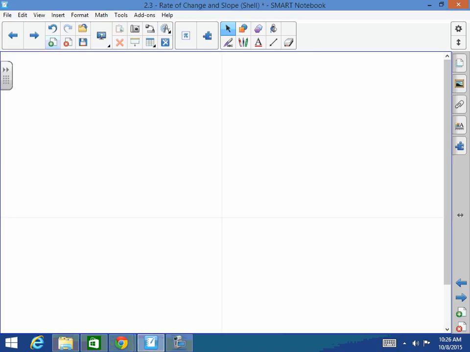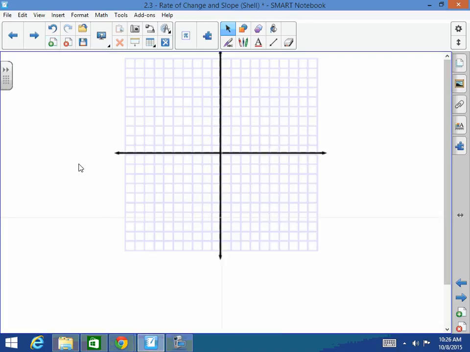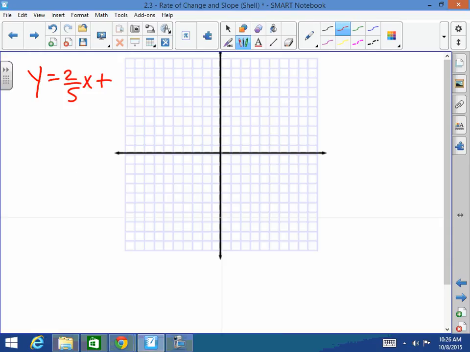Remember how we talked about yesterday, guys, that we can graph without making a table, right? I promise you I'm going to go into this in detail, but check it out. My y-intercept here is 3: 1, 2, 3. My slope is 2/5. I'm going to rise 2 up, 1, 2, over 1, 2, 3, 4, 5.